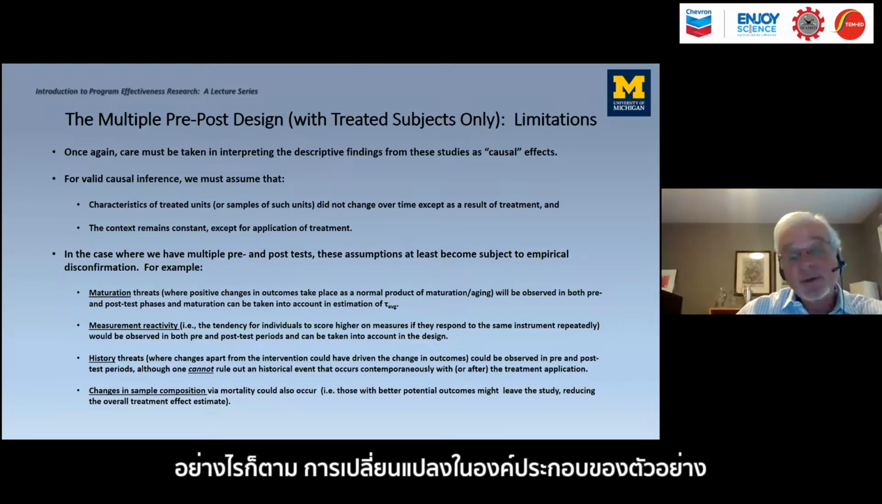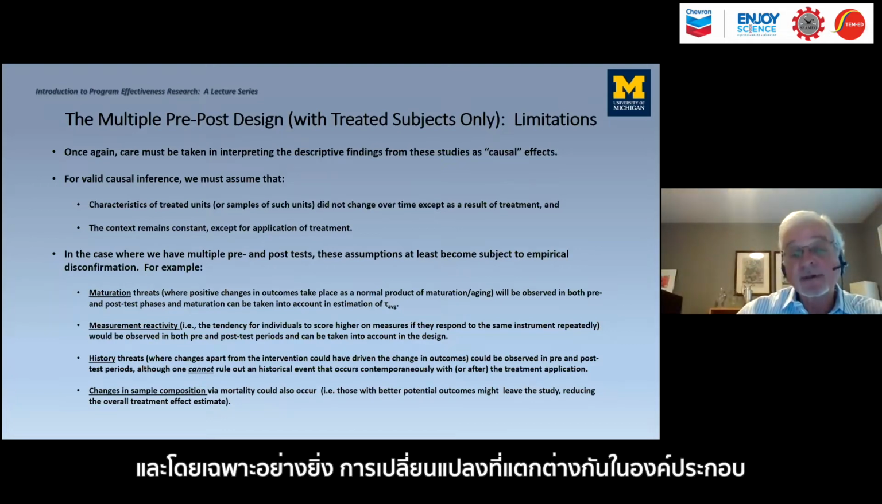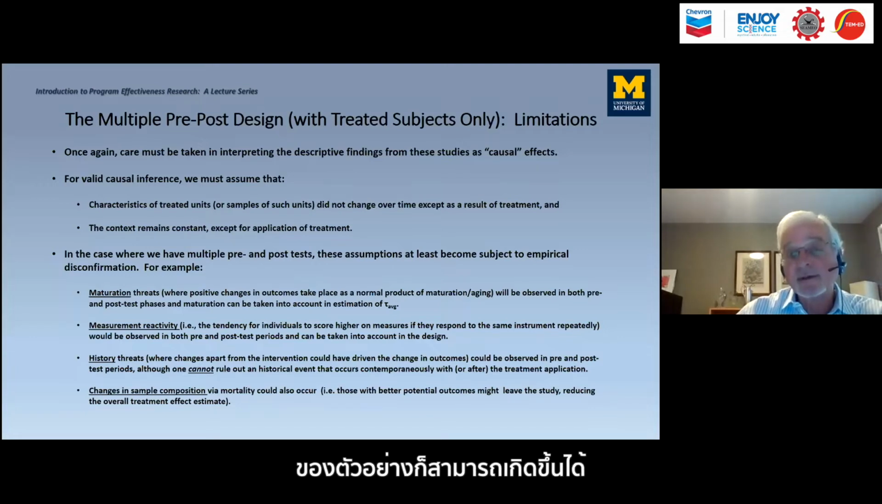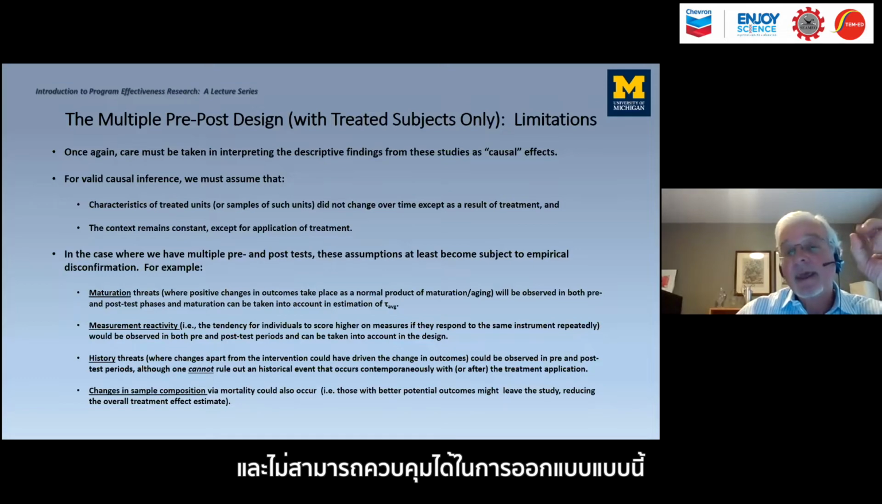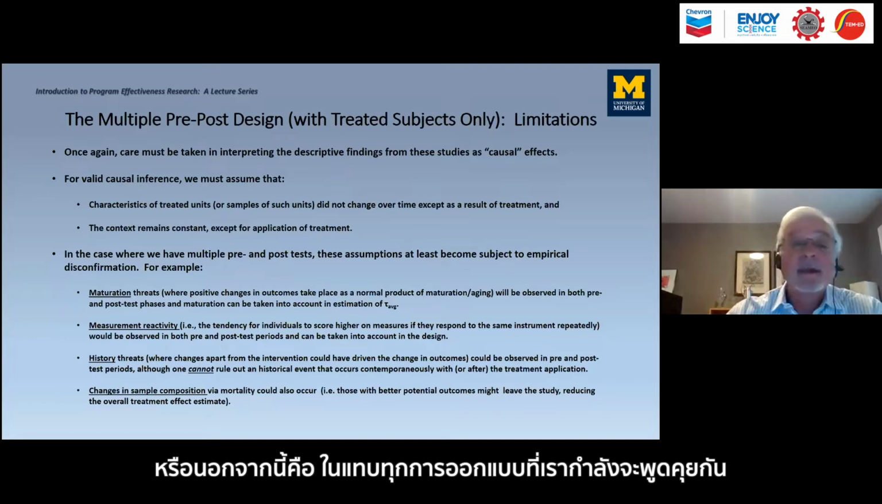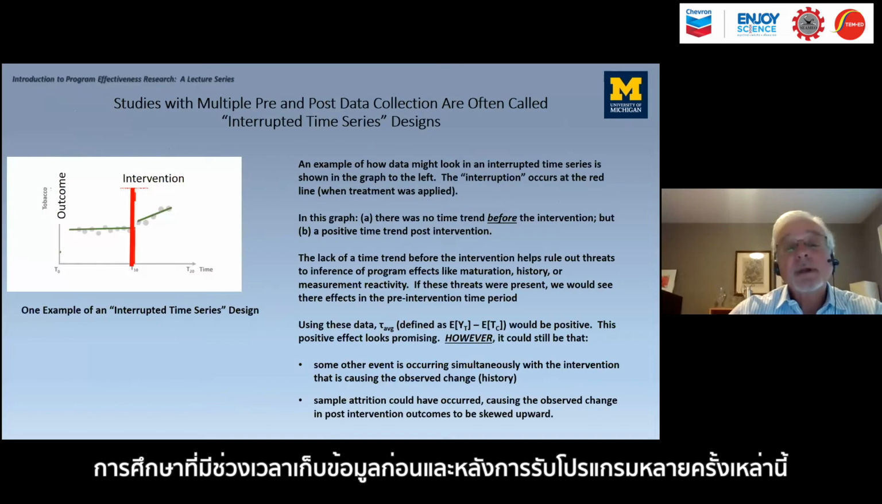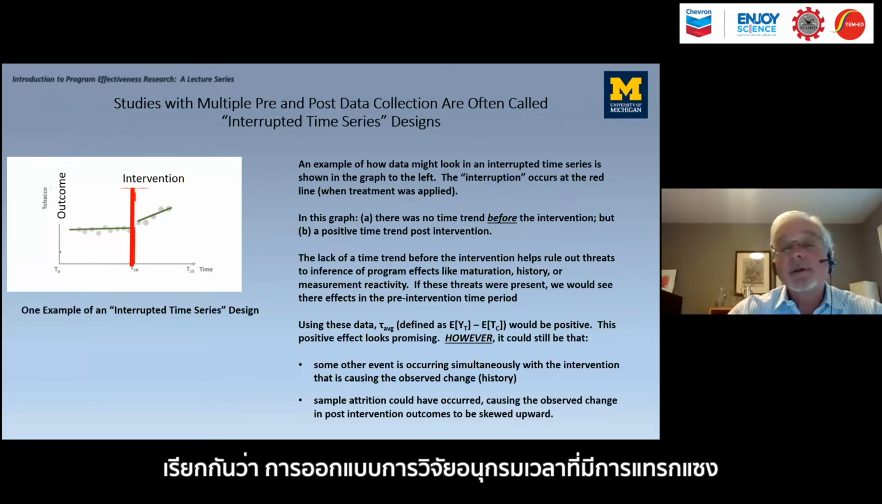However, changes in sample composition, and particularly differential changes in sample composition, can also occur, and that cannot be controlled in this design, or for that matter, almost any design that we're going to discuss. So studies that have these multiple pre and post data collection periods are often called, quote, interrupted time series designs.